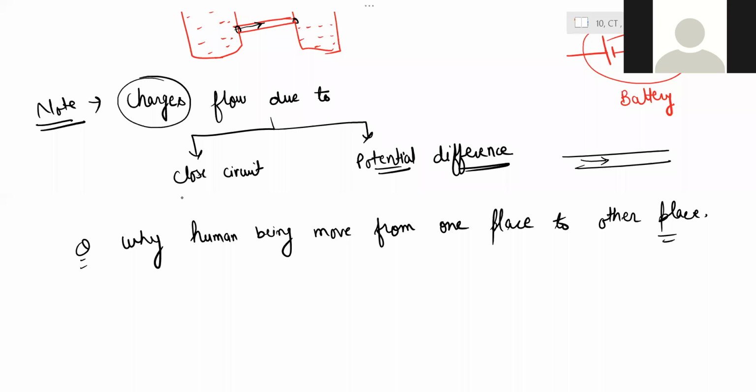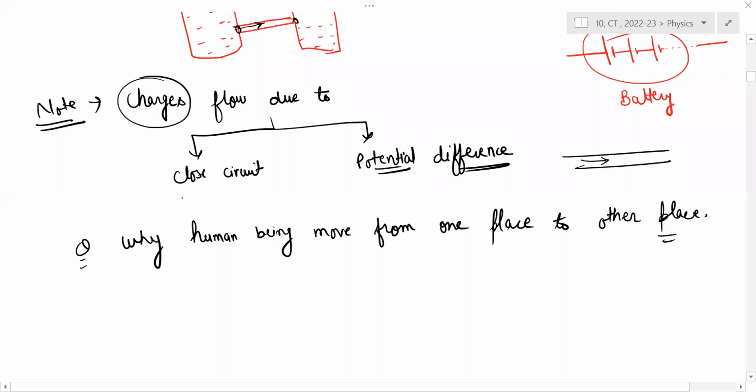So beta, yesterday we were discussing the prerequisites for charges to flow. First, the circuit should be closed and there must be a potential difference. Like a human being, if they have to move, there must be some reason and there must be a path.